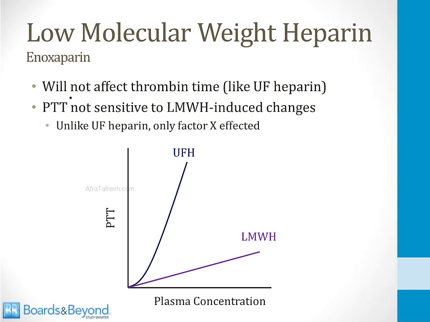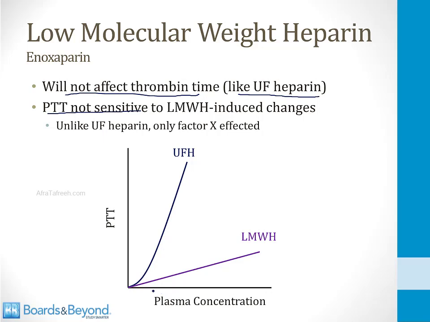If you do test the coagulation cascade in people taking low molecular weight heparin, you will find that the thrombin time is not affected. That's because unlike unfractionated heparin, low molecular weight heparin does not inhibit thrombin. You will also find that the PTT is not very sensitive to changes in dose on patients taking low molecular weight heparin. To understand that, let's take a look at this chart.